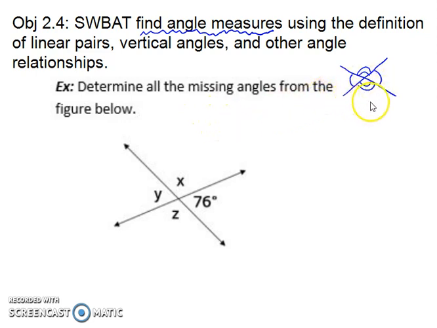A linear pair of angles are two angles that are next to each other, or adjacent to each other, that together make a straight line and therefore are supplementary. So linear pairs add up to 180. Vertical angles are congruent.